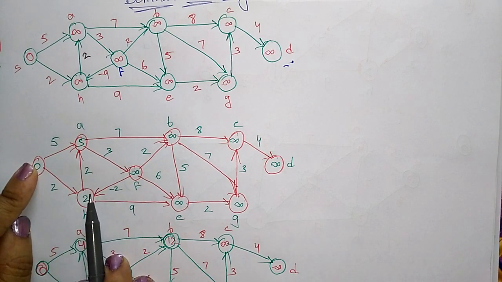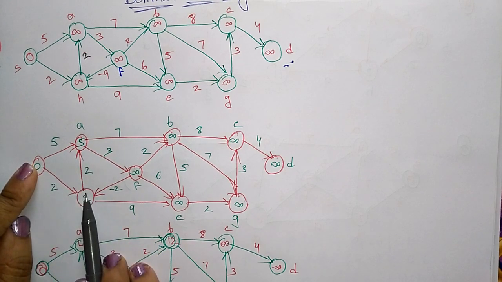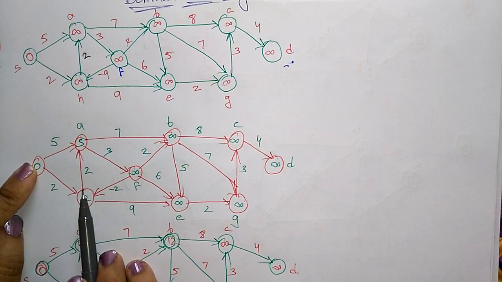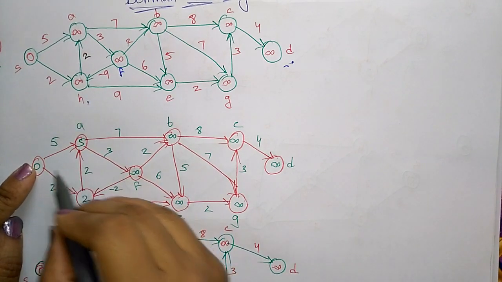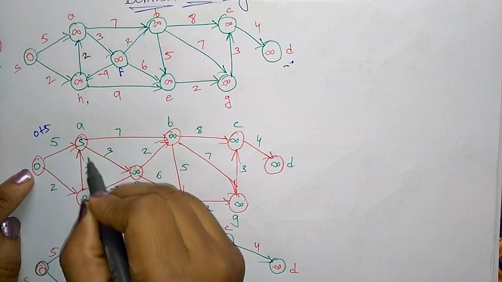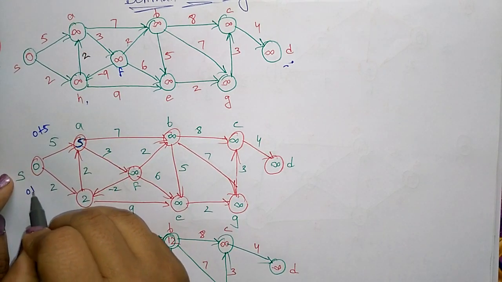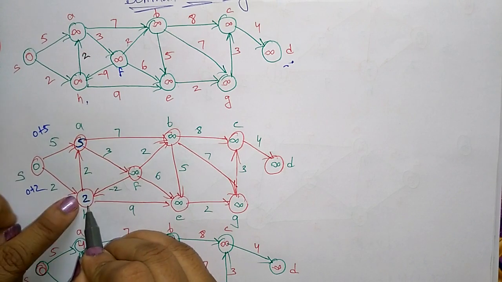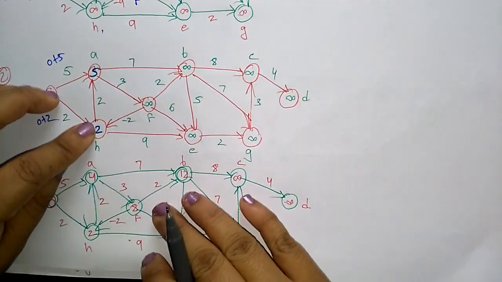So that's why the vertices which are reachable from the source vertex are updated by the minimum cost. So we have to update it with the minimum cost. Hence A and H are updated with what values? 0 plus 5, so I mark it as 5. And this is 0 plus 2, I mark it as 2. Okay, so now coming to the next.